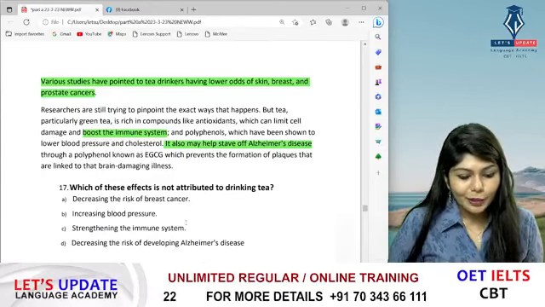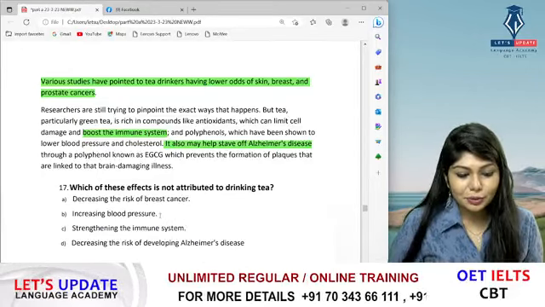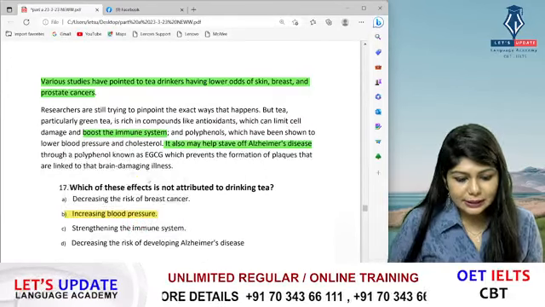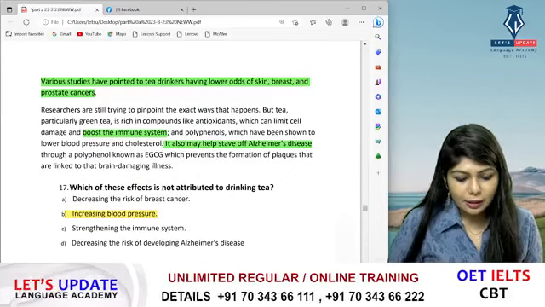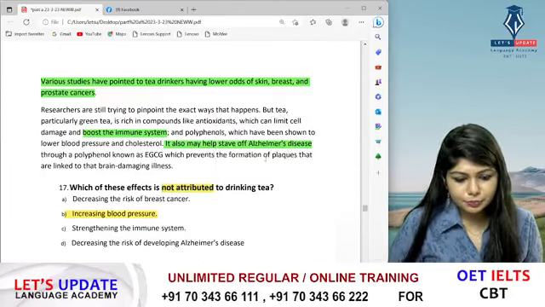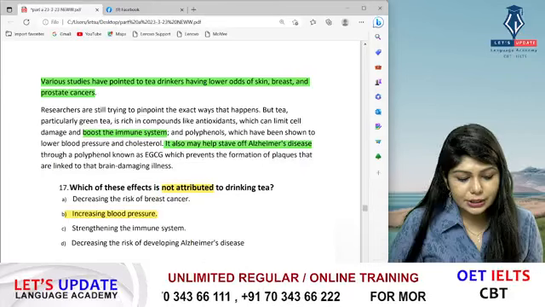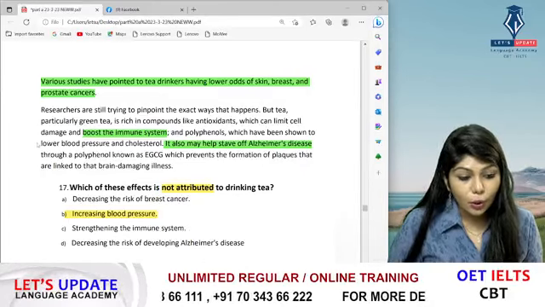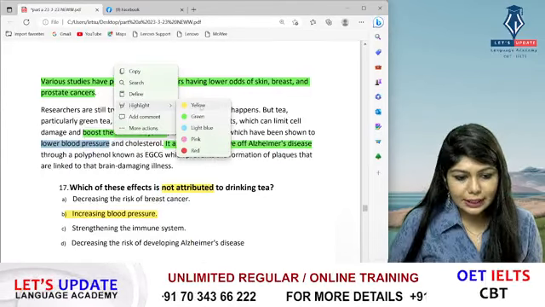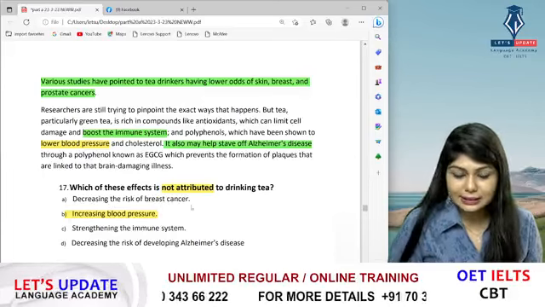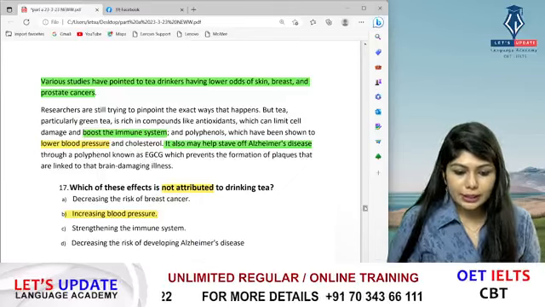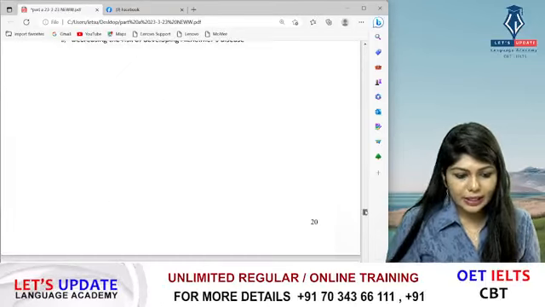Now A, C, and D are mentioned, so we are left with B, and B is the answer to this question because they have asked about something that is not attributed to drinking tea. They have mentioned that drinking tea will lower blood pressure, not increase it. That is an incorrect statement, and because of that, it is the answer. I hope that is clear to you. So now let's move on to the next question and paragraph.